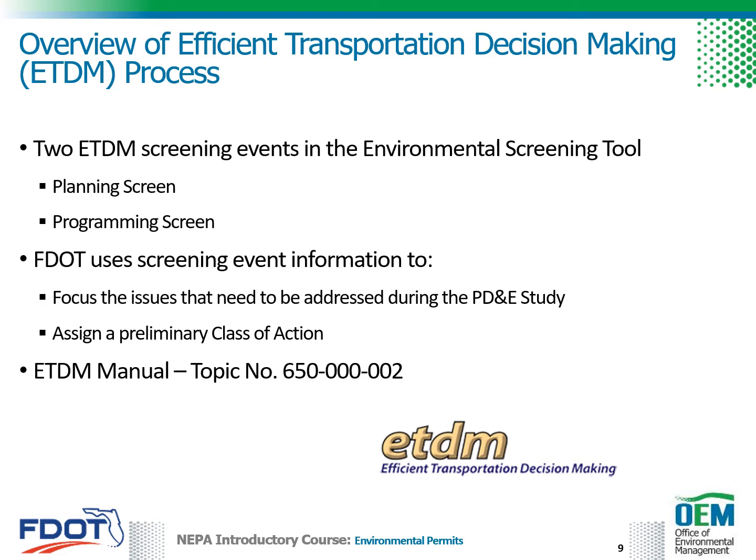The ETDM programming screen is required for all qualifying projects that will be included or are already included in the 5-year work program, but have not yet started the PD&E study. The screening looks deeper into anticipated project effects and agency coordination, which then assists appropriate project scoping for the PD&E study. FDOT uses information obtained during the screening events to focus on the issues that should be addressed during PD&E. More detailed information on this process can be found in FDOT's ETDM Manual.